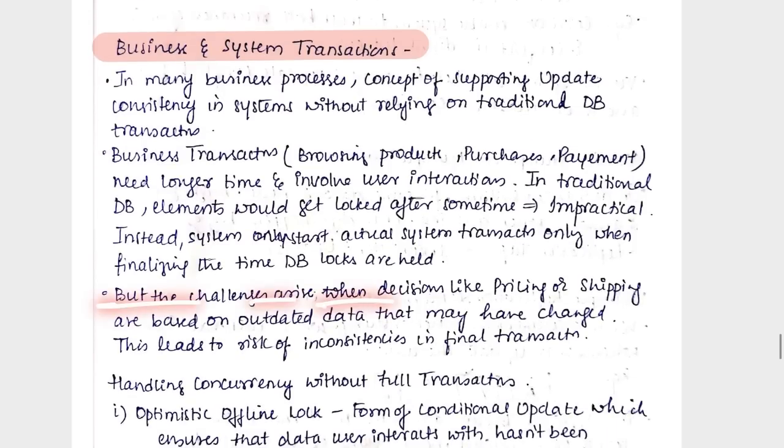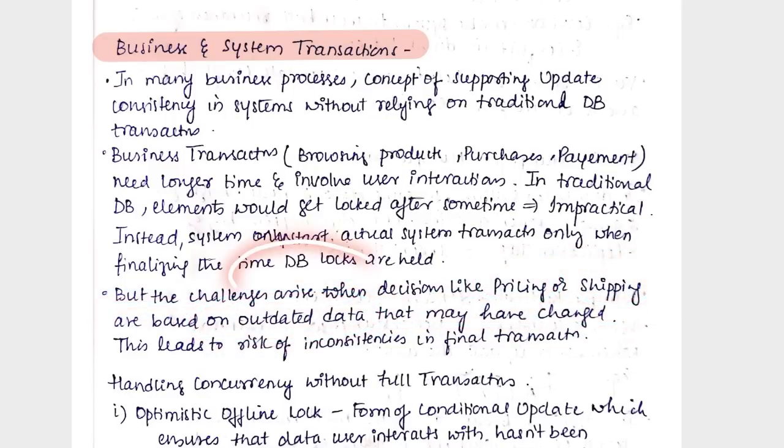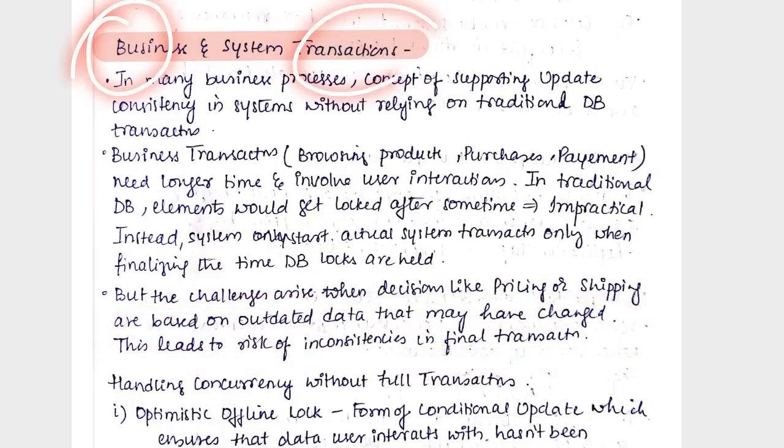But then the challenges can arise when decisions like pricing or shipping are based on outdated data that may have changed. Because list items are being added, the pricing can change, right? So instead of locking this, if you are locking this, it could lead to problems, right? So this leads to the risk of inconsistencies in the final transaction. So again, this could lead to inconsistencies when we are dealing with business transactions.